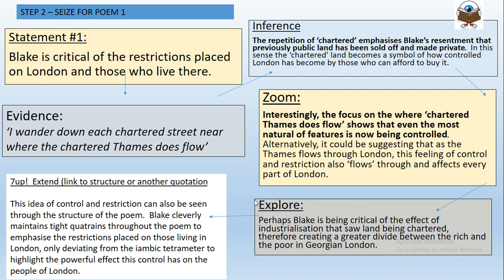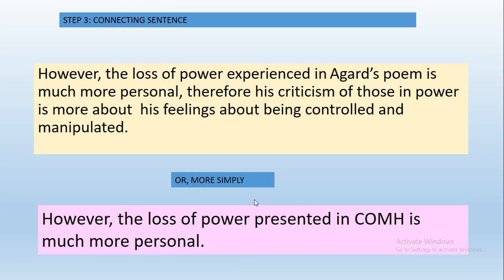Then I need step 3. Step 3 for my comparagraph is a connecting sentence, because I'm going to move on now to checking out my history. So, however, the loss of power experienced in Agar's poem is much more personal. Therefore, his criticism of those in power is more about his feelings about being controlled and manipulated. Because remember, Agar experienced this loss of power himself because of his education in Guyana. So I'm going to say that the difference is that Agar's is a bit more personal.